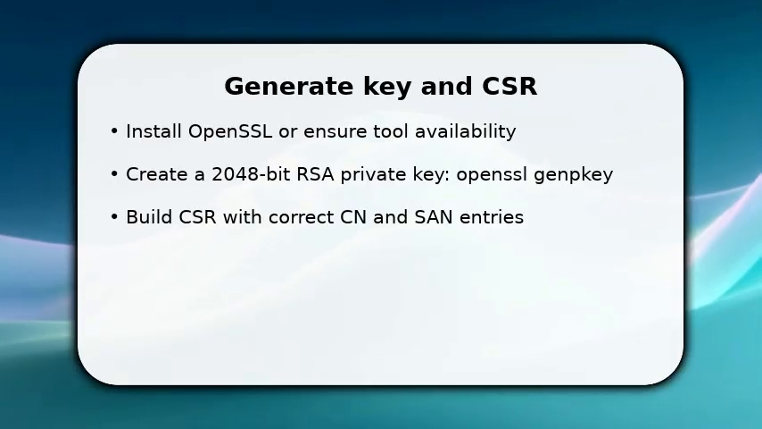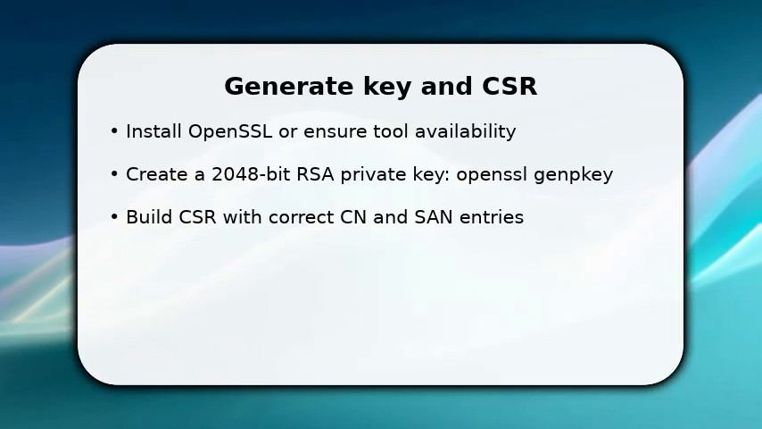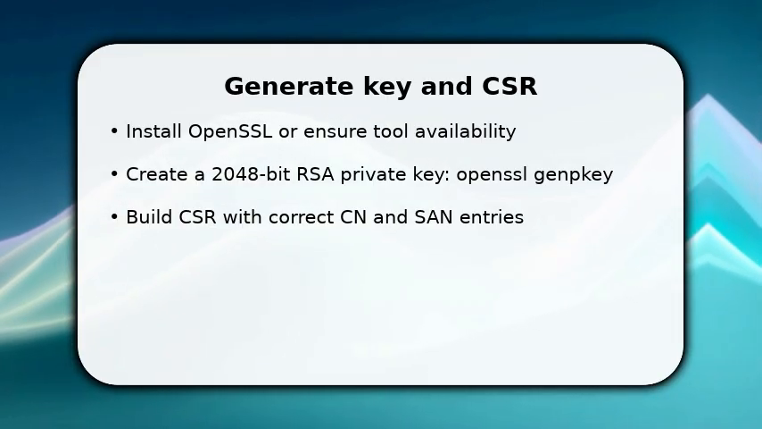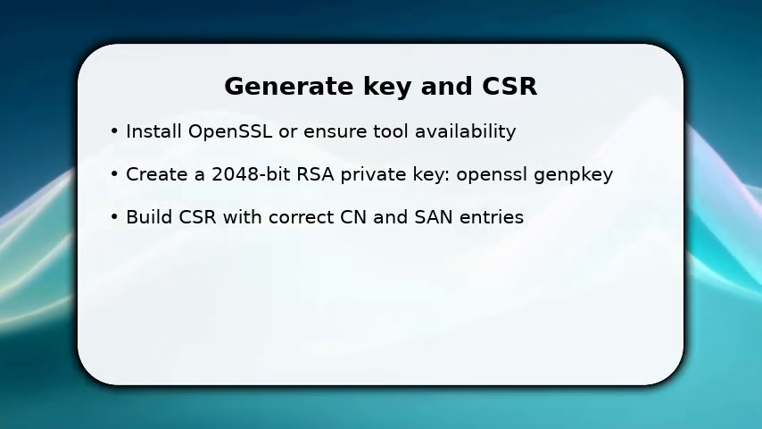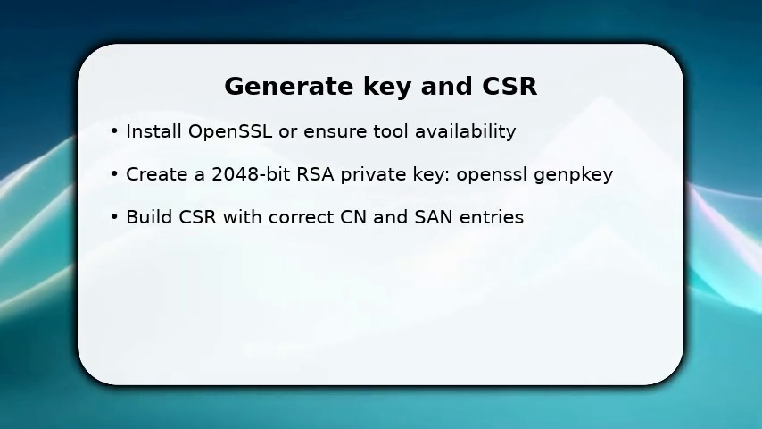You start by creating a private key and a CSR so the certificate contains the right identity. Generate a 2048-bit RSA key and keep it secure. This key signs your certificate. Then produce a CSR including common name and subject alternative names. These tell clients what hostname the cert covers.